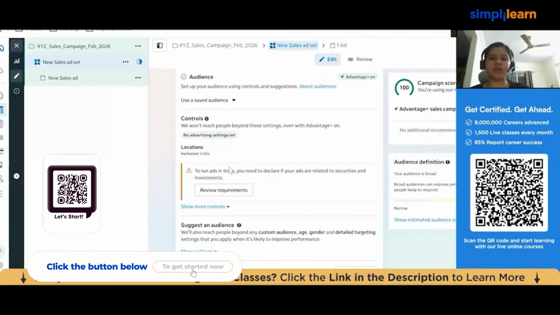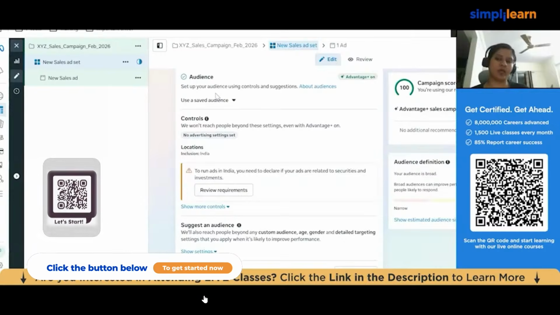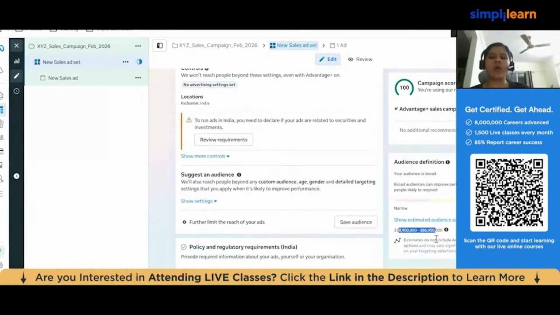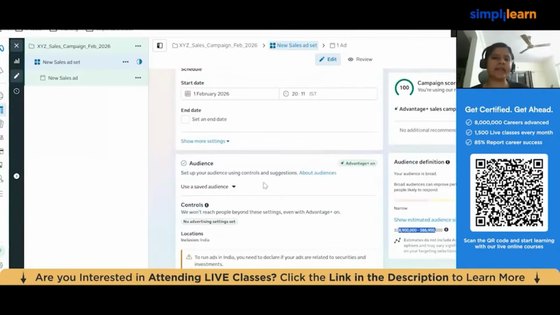Now this is the most important part, which is your audience, whom you want to show your ad, okay? And by the way, here you see your audience size. Based on the targeting that you create, it will show you the audience size, like how many people your ad can be reached out to, okay? This is not that I'll be able to reach out to so many people, because to reach out to so many people, I have to spend that kind of amount as well, okay?